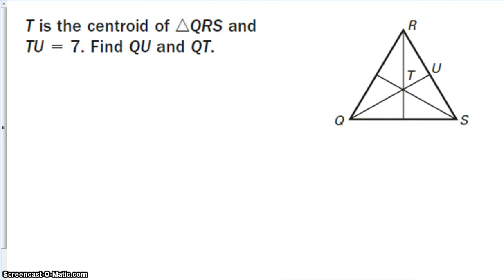Alright, so let's keep working with the centroid. Pause and try this problem as well. It says T is the centroid of QRS, and TU is 7. So first off, I'm going to make my markings. That reminds me these are the medians. 1, 2, 3, 1, 2, 3. Alright, there we go. So if this is the centroid and TU is 7, I multiply the small end by 2 to find from the vertex to the centroid. So QT is 14, and then QU must be 14 plus 7, which is 21.